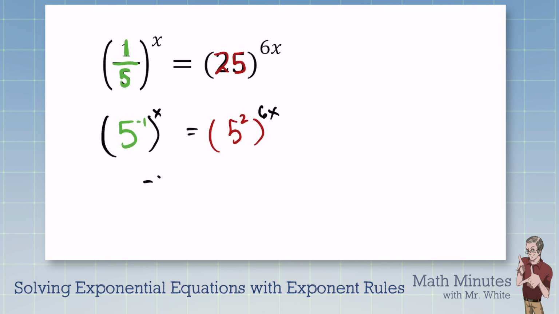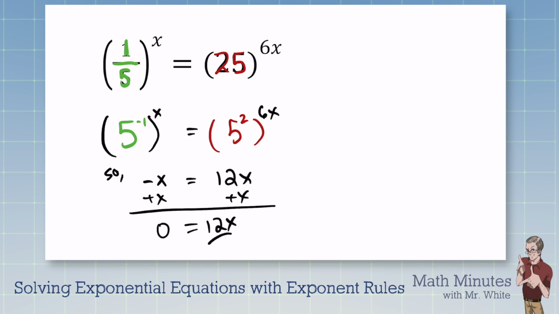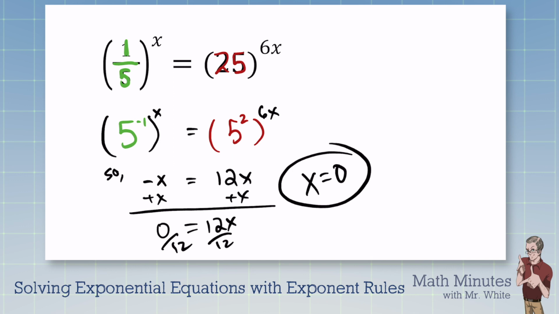So negative x has to equal, and this would be 2 times 6x, which is 12x. All right, 12x. So if you add x on both sides, you get 0 equals 12x. If you divide by 12, we get an answer: x equals 0. The only time this statement is ever going to be true is if x equals 0. And you can plug that in. Remember, anything to the 0 power is 1.